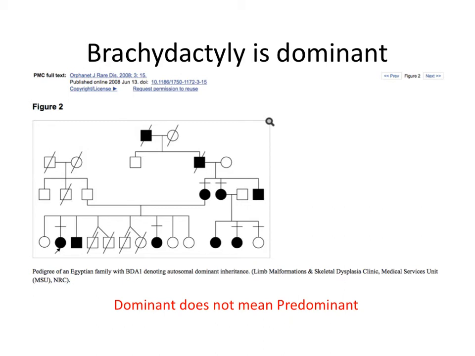But when that one couple in their family is having a 3-to-1 ratio of brachydactyly, what's happening to every other family and the kids they're having?